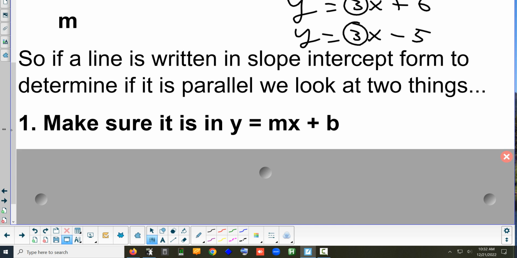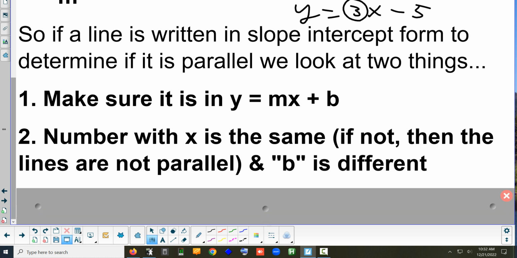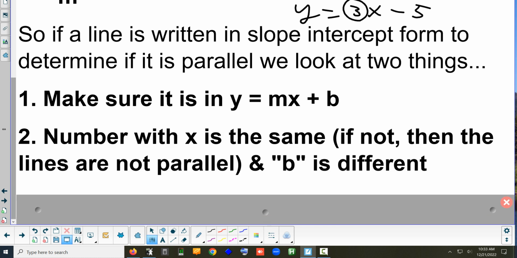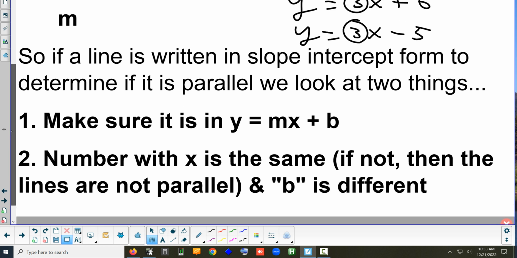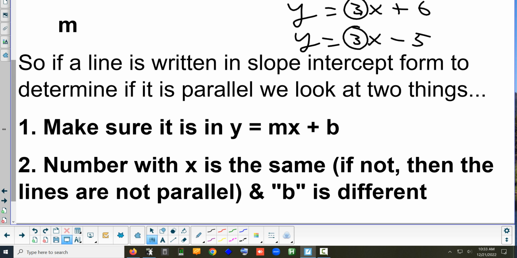So where it says we look at two things, step 1 is make sure it's in y equals mx plus b. And step 2 is to check what Sean just told us. Make sure the number with x is the same. In this case, they're both 3. But you also have to make sure the number with b is different. Because if this was a plus 6 and this was a plus 6, that's not parallel. Then they'd be exactly the same thing. So these two numbers have to be the same, and the two numbers at the end, that's the b, have to be different.